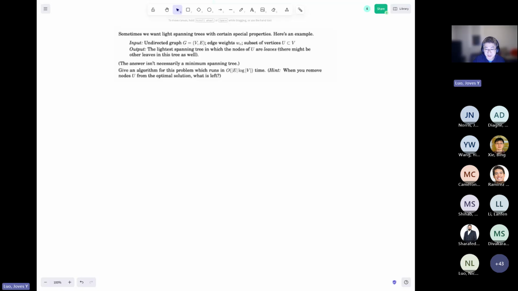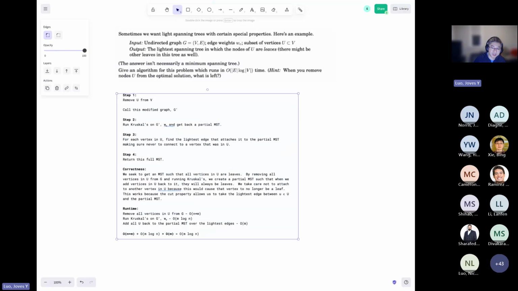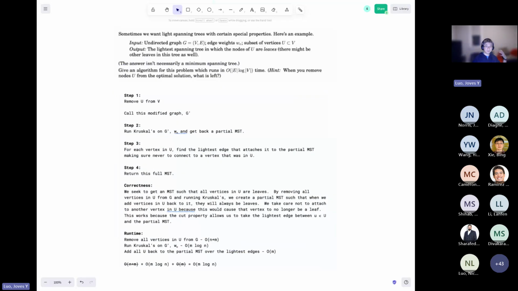I'm going to present the second solution. I think the second solution is simpler. All right, so you're basically going to start by creating a partial MST, and then you're just going to go and add each vertex back to the partial MST. And because you add it at the end and the partial MST is already built, then adding them back to the MST at the end makes them leaves.